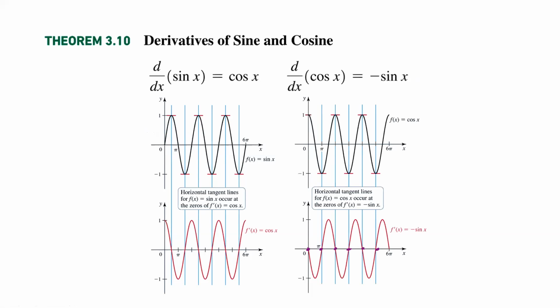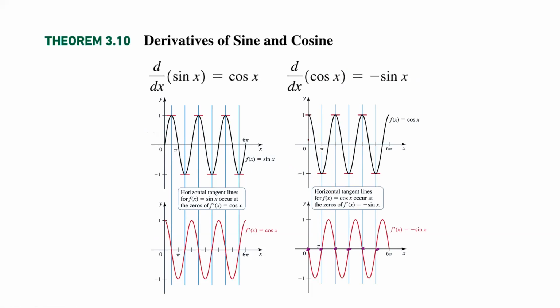Cosine. Right, so we saw that the derivative of sine x is cosine x, and the derivative of cosine x is negative sine x. And here was sort of a good justification of how we can relate the derivative of sine with cosine and vice versa, the derivative of cosine with negative sine.